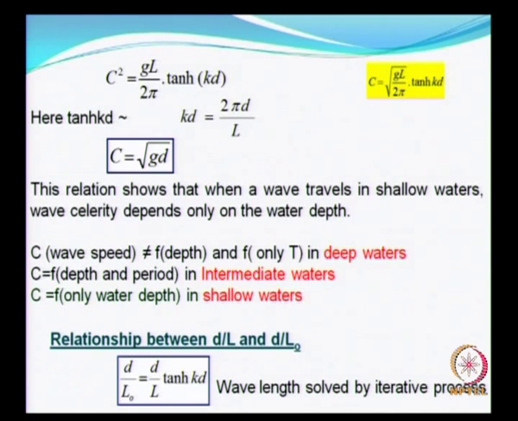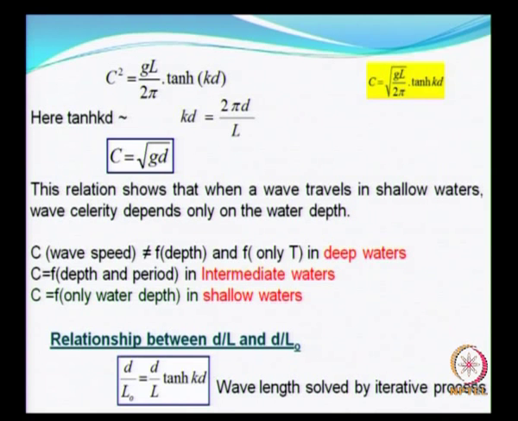So you see that in the case of intermediate water depth, the celerity is going to be a function of depth and period, that is, the wavelength. If you look at the relationship, it is very easy to derive this expression from the above expressions: d by L naught is equal to d by L into tan hKd. Now this is an iterative equation, so you have to solve it for the wavelength by trial and error method. It is not a closed form solution to get the wavelength.